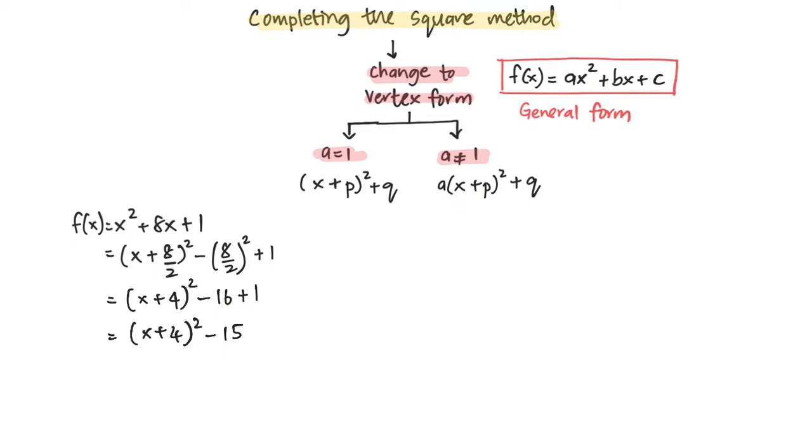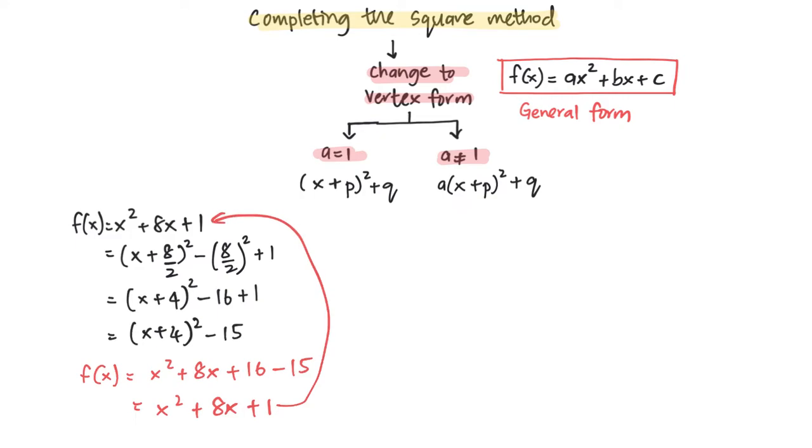If you want to check, let's expand this so we can do it quickly. This will be x squared plus 8x plus 16 minus 15. So that will be x squared plus 8x plus 1, see? We get exactly the same as this one. So this is just changing the form. We're not changing the values or reducing any value. We just change the form, and again, it will be useful for sketching graphs. Next, I'm going to show an example when a is not positive 1.